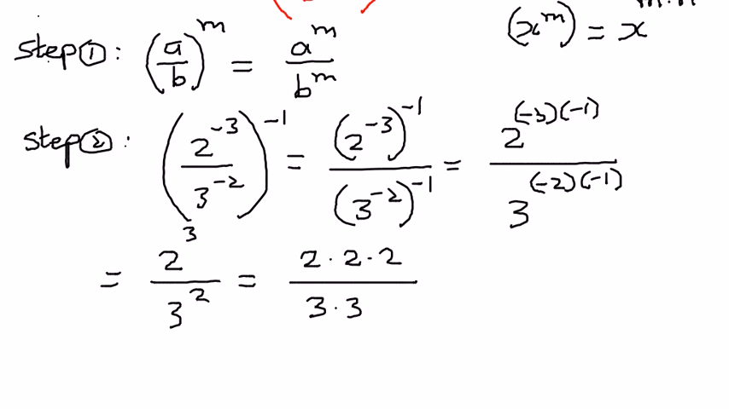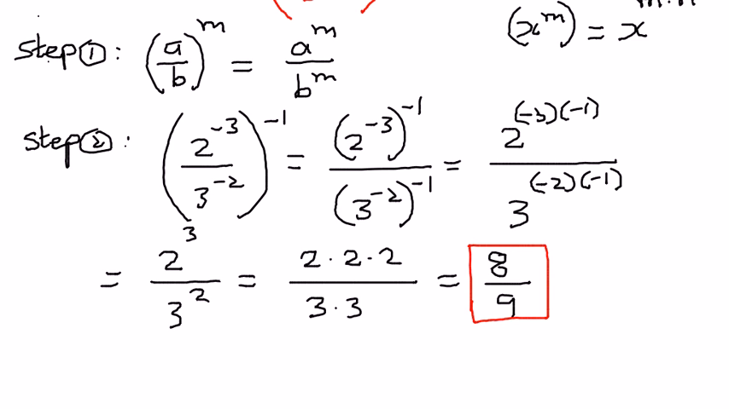Right? Therefore, we multiply the numerator numbers, we multiply the denominator numbers, and we should be arriving at the answer. 2 times 2 is 4, 4 times 2 is 8. Then in the denominator, 3 times 3 is 9, and therefore this is our answer. This is where we want to leave it.